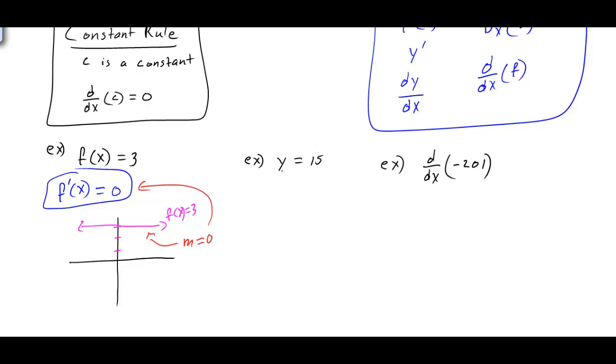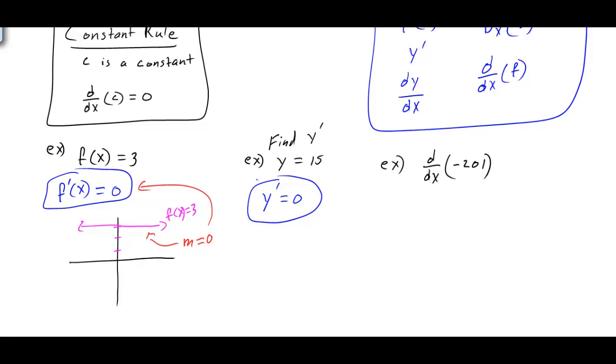The next example, y equals 15. Same situation. Now again, here your directions would actually have to tell you that you want to find the derivative, because y equals 15 is just the equation. So your directions might say simply find y prime. So that means we want to find the derivative, and again, because this is a constant, the derivative of the constant would simply be 0.